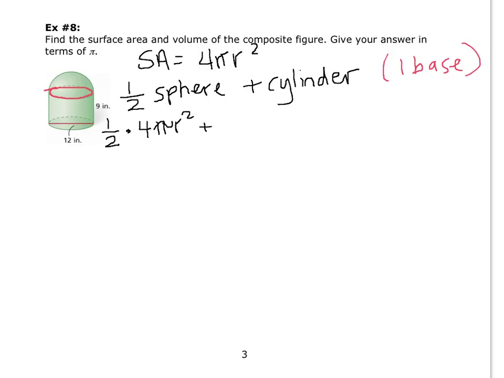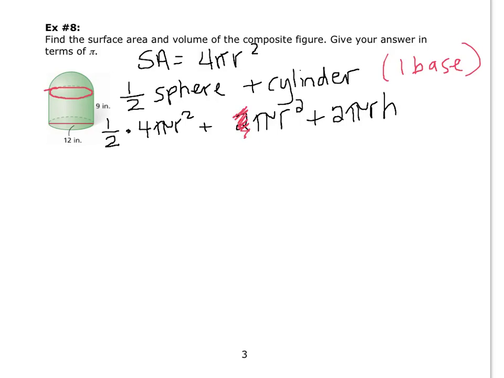Now my cylinder, think way back to cylinders, formula was 2 pi r squared plus 2 pi rh. But if I only want one base, I don't want the 2, I just want it to be a 1. So I can leave it as pi r squared plus 2 pi rh.